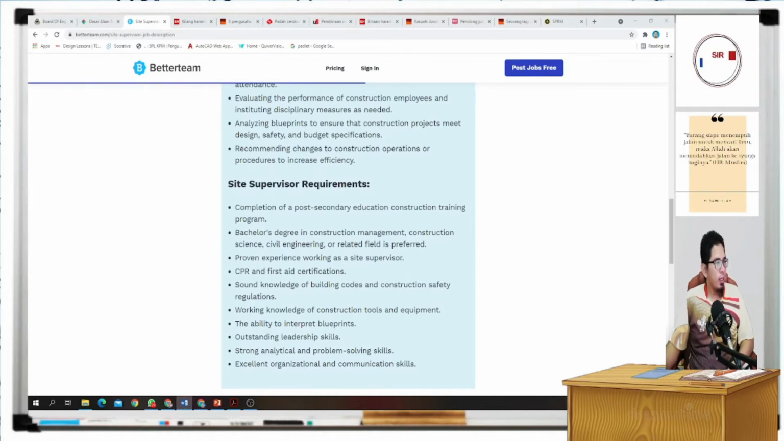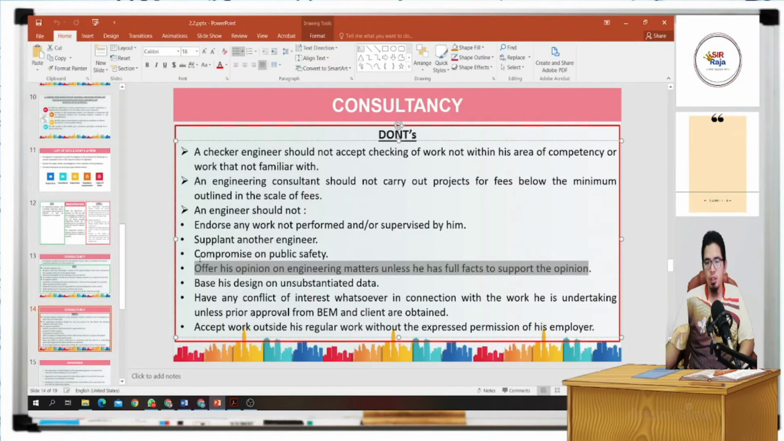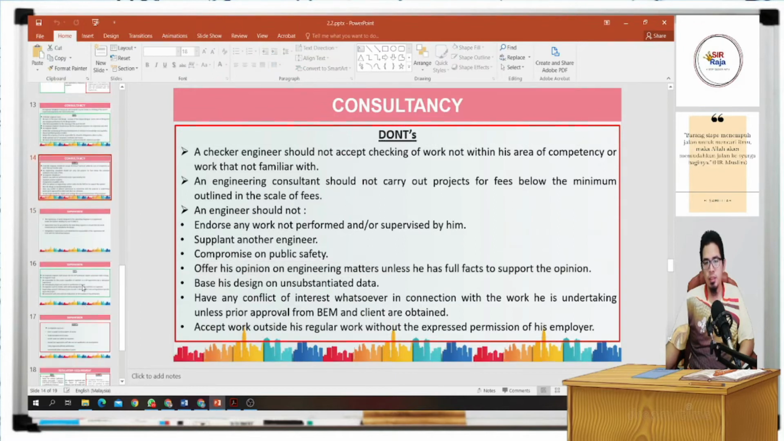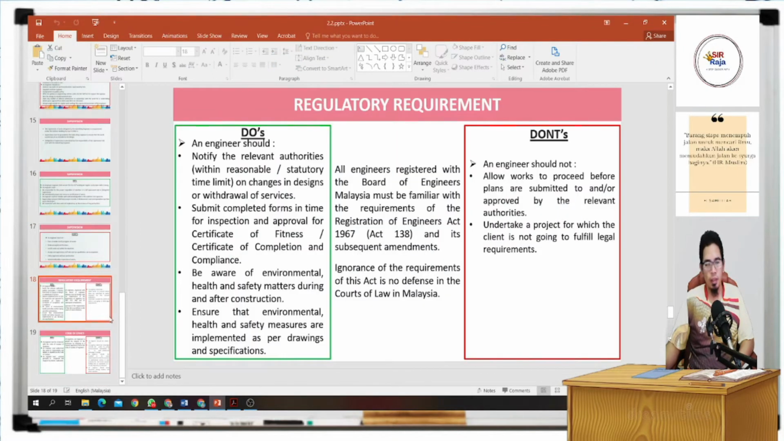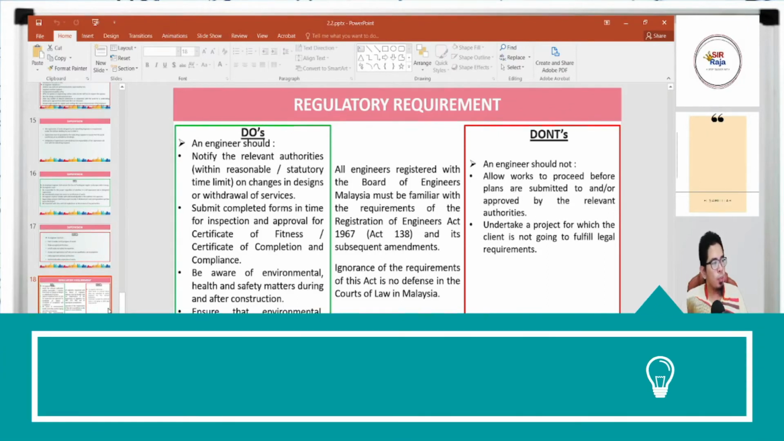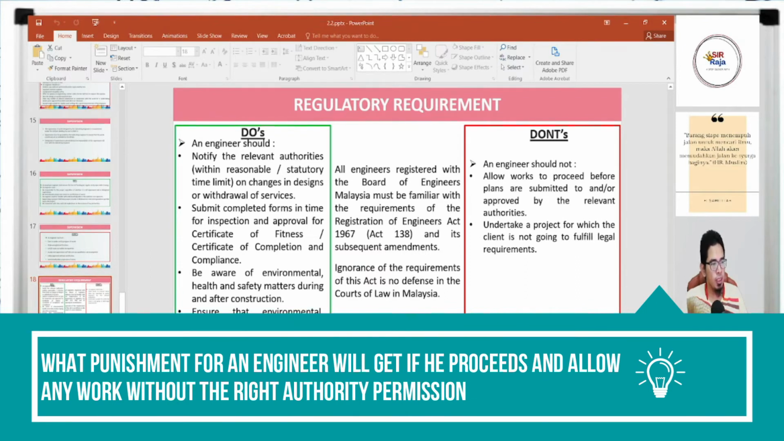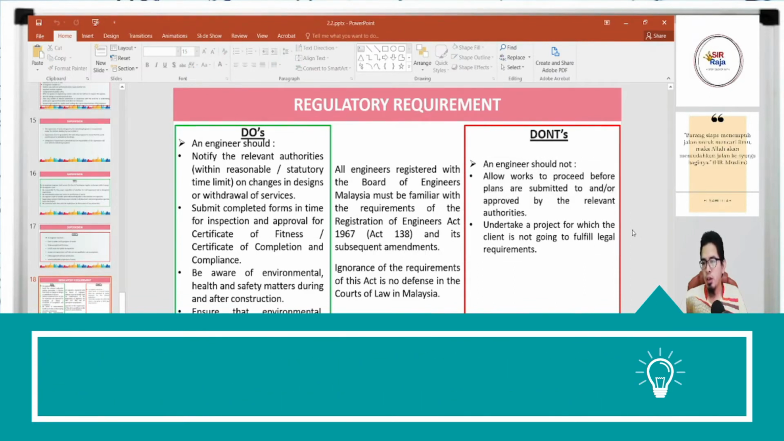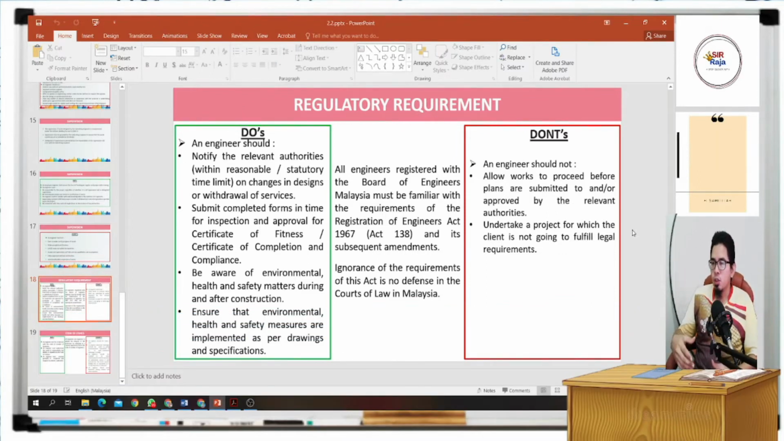Under regulatory requirements, the don'ts. The question is: what punishment will an engineer get if he proceeds and allows any work without the right authority's permission? An engineer should not allow works to proceed before plans are submitted and approved by the relevant authorities. You need to understand the process of engineering works. Before you can begin any engineering work, the design and the plan of the work must be approved by the relevant authorities.